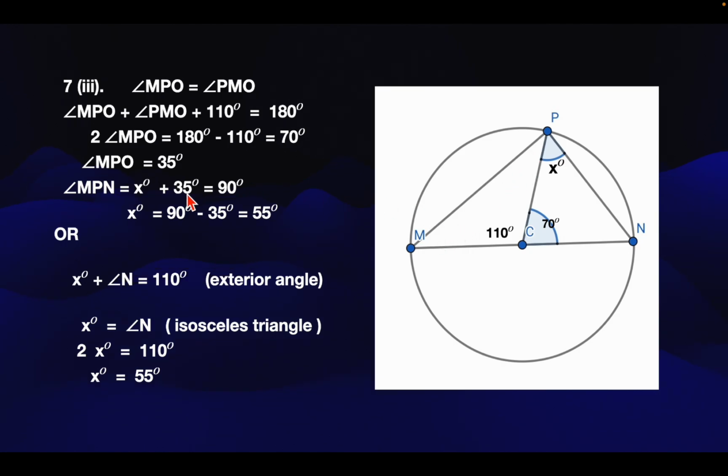Now MPN is equal to 90 degrees. This is another rule you should remember. Supposing this is the diameter, any point here, the angle here will always be 90 degrees. So this angle plus x is equal to 90. Therefore, x is equal to 90 minus 35, that is 55. This is another method I have done, but this itself is sufficient.